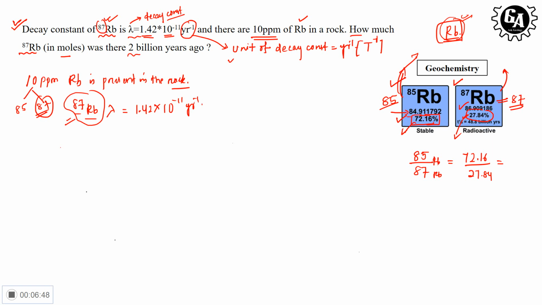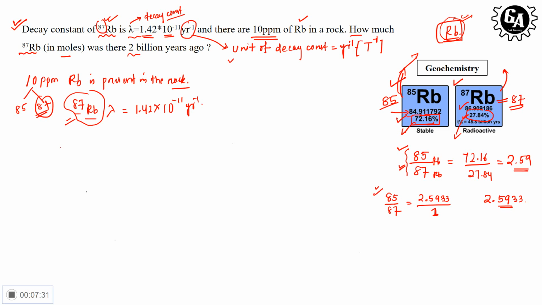And the actual value is 2.5933. This is the ratio of 85 to 87. So I can write rubidium 85 by 87 is equal to 2.5933 divided by 1. Now this is all fine.